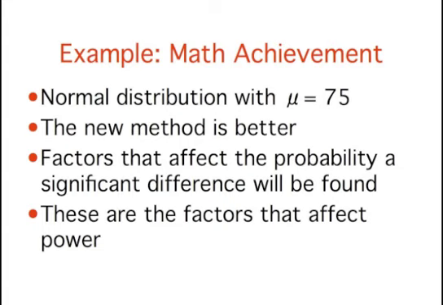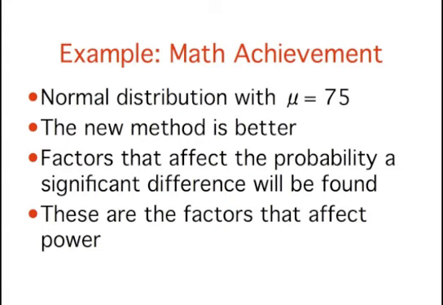Suppose a math achievement test were known to be normally distributed, with a mean of 75 and a standard deviation of sigma. A researcher is interested in whether a new method of teaching results in a higher mean. Assume that although the experimenter does not know it, the population mean, mu, is larger than 75. The researcher plans to sample n subjects and do a one-tailed test of whether the sample mean is significantly higher than 75.